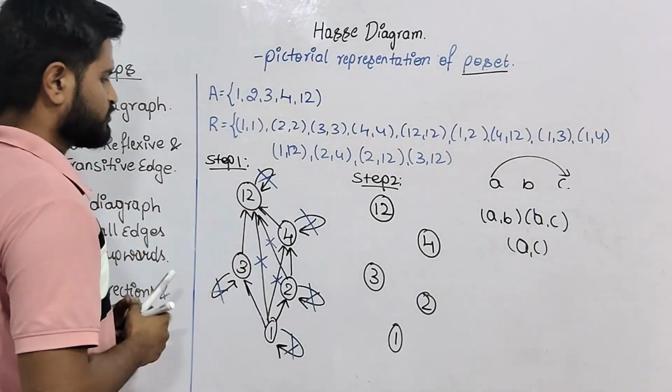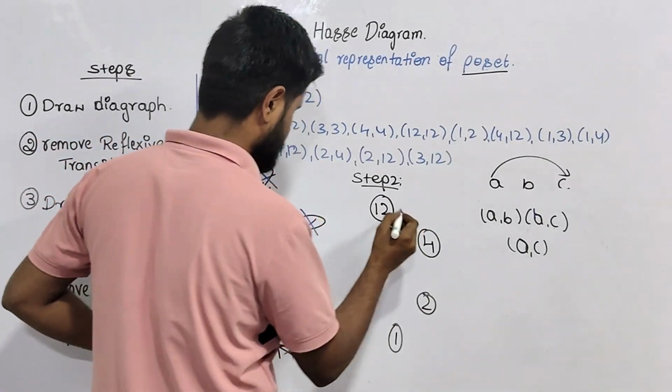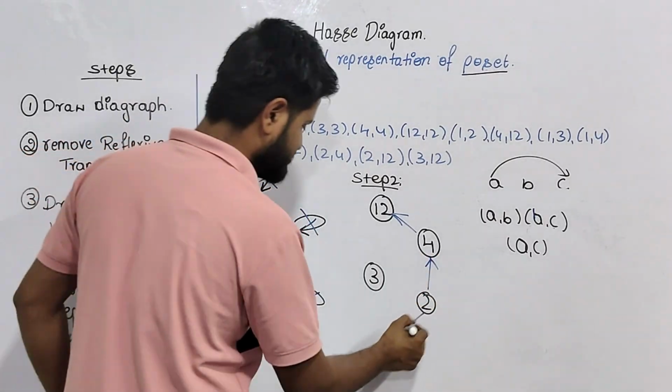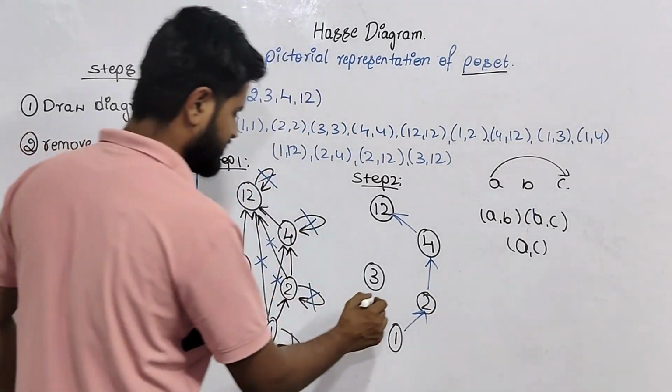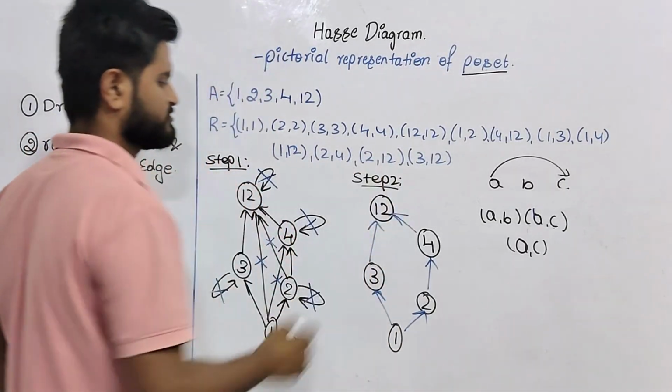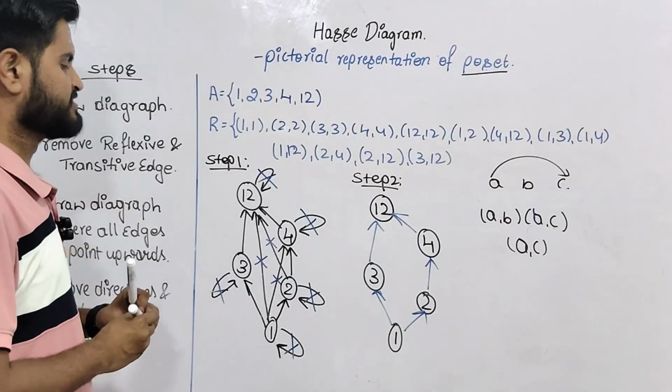So from 4 to 12 there is an edge. Next from 2 to 4 there is an edge. 1 to 2 there is an edge. 1 to 3 edge is left. Next 3 to 12 edge is left. So this much will be remaining after the second step.